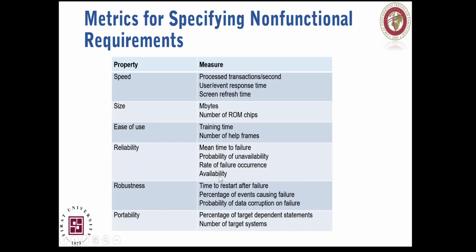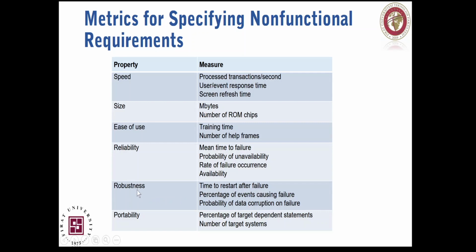Also availability. Availability is exactly the opposite of unavailability. Unavailability is not the normal operational process of the software. This is the normal operational process. These things are usually used as metrics for software quality. You will study them in other courses, but now you will understand at least the basic idea of them. Robustness is also a sort of quality measurement of the software. Time to restart after failure.